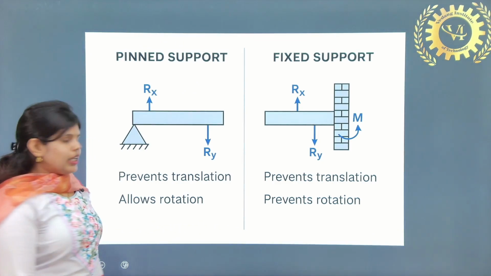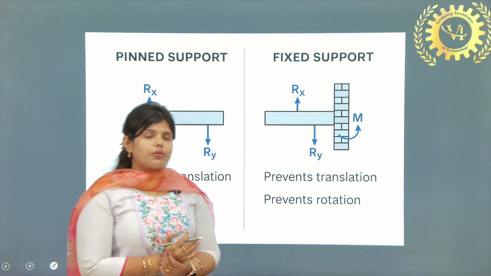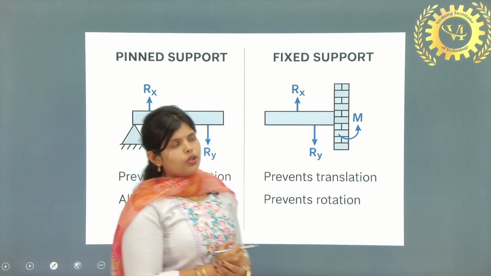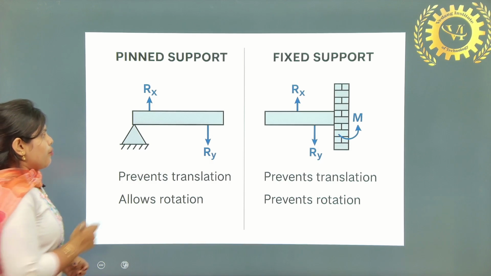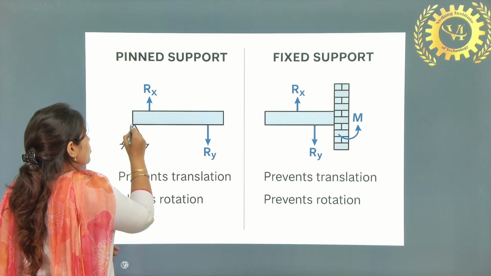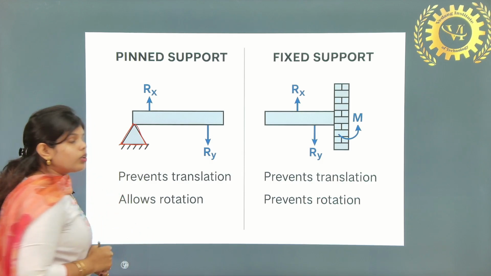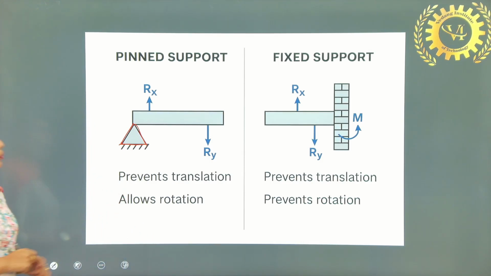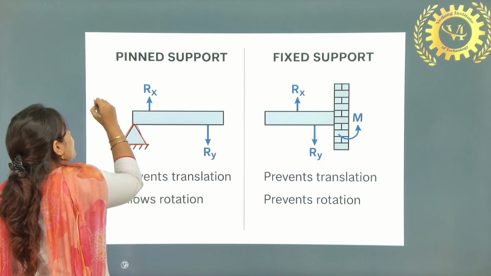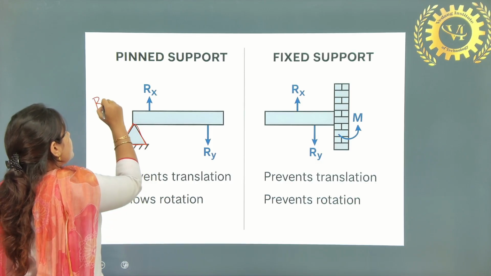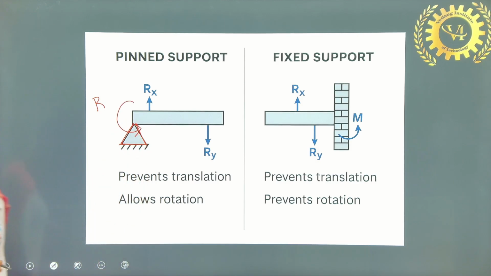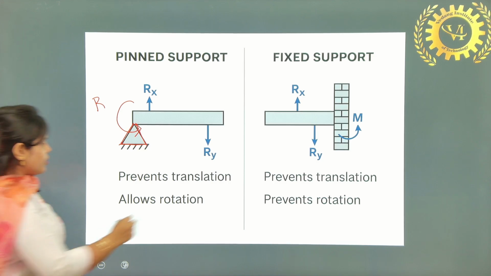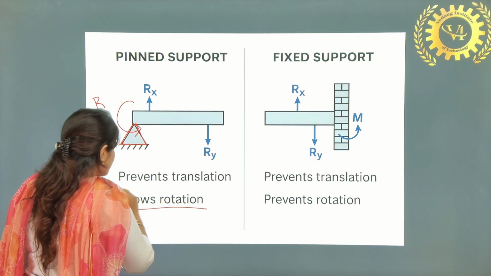Next, you can ask what is the difference between pin and hinge support. Similarly, pin support is not controlling the rotation. Pin support has no power to prevent what? The movement. The movement is possible in the case of pin support. It allows the rotation.